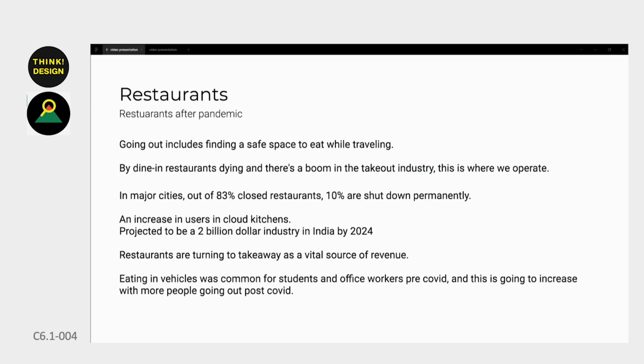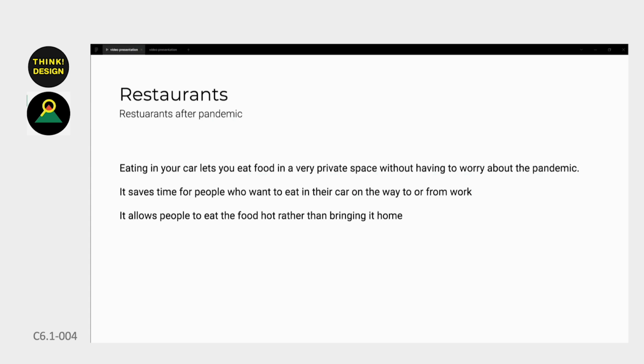Why eat in your car? In the post-pandemic world, vehicles provide a private space which is safer from the outside environment. It is a huge time saver for people who rush to their workspace and institutes. The users can eat their food fast and fresh as soon as they buy from the restaurants, rather than waiting a long time to reach home or other spaces to eat.